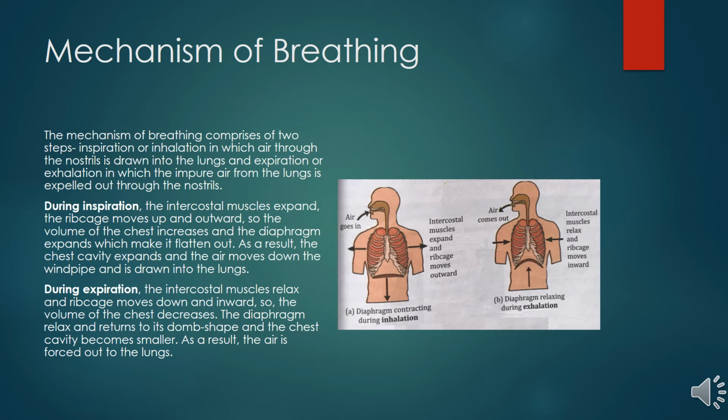And during expiration, the intercostal muscles relax and the ribcage moves down and inward, so the volume of the chest decreases. The diaphragm relaxes and returns to its dome shape and the chest cavity becomes smaller. As a result, the air is forced out of the lungs.